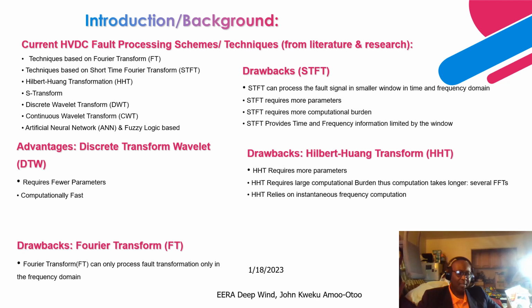Now, let's talk about the advantages of the discrete wavelet transform, which is the pivot of this research. This is the algorithm processing scheme that was utilized to process the DC fault signals obtained from the PSCAD simulation. The first one is that it requires fewer parameters. As such, it's computationally fast because it has a lower computational burden. It also has fewer coefficients and less redundancy as compared to the continuous wavelet transform, which has more coefficients and more redundancy. Next, it's easier to perform the analysis utilizing the discrete wavelet transform.